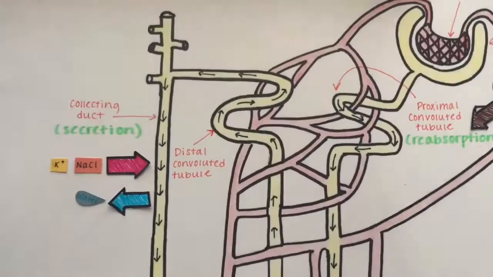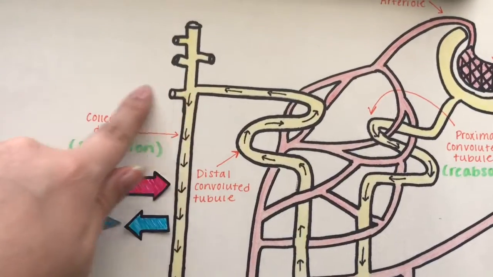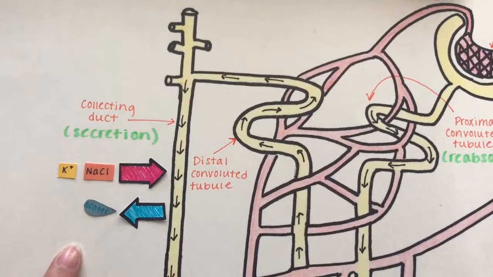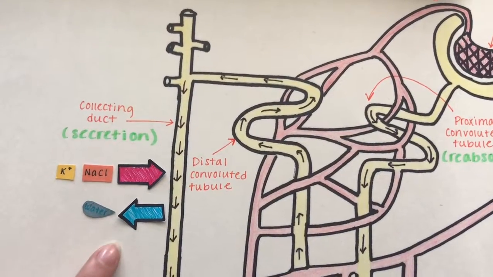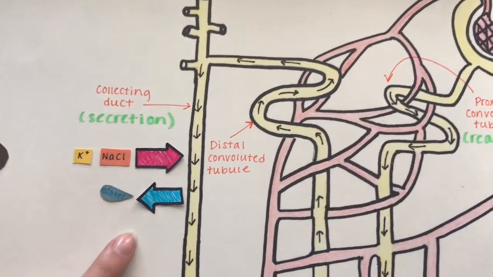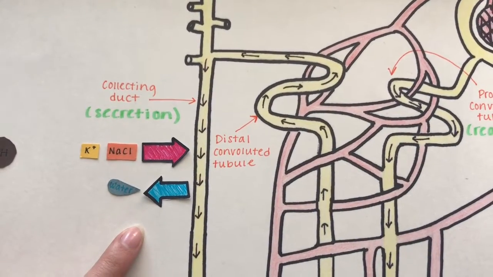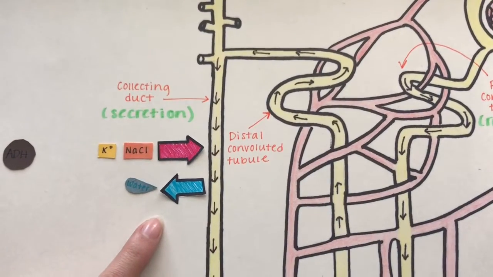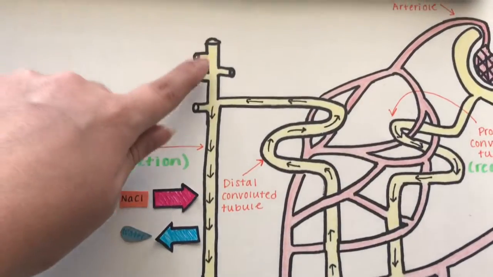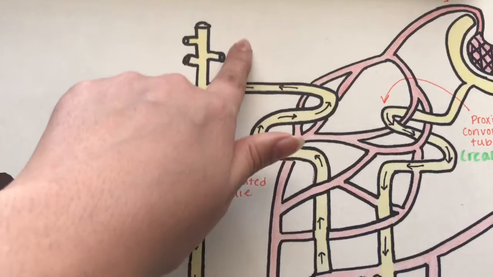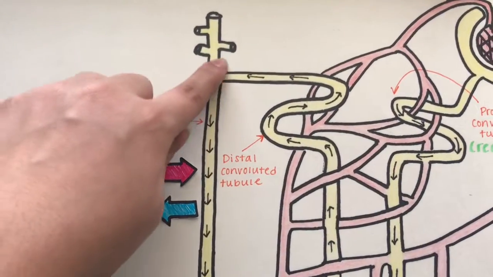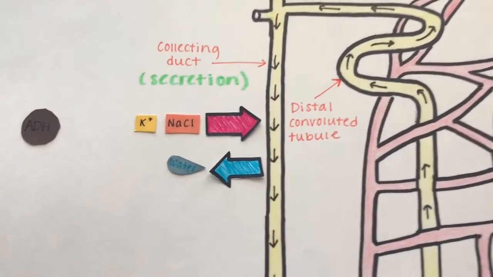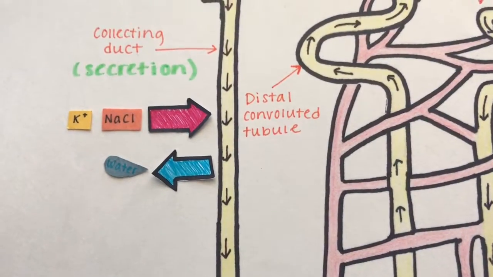And then we move to the collecting duct, whose main function is to secrete, but it can also be to reabsorb depending on the hormone regulation and the endocrine system. So the function of the collecting duct is to collect urine from other distal convoluted tubules of other nephrons as well. All the urine comes through here, and we can finally call it urine because it is concentrated enough in this area of the nephron.